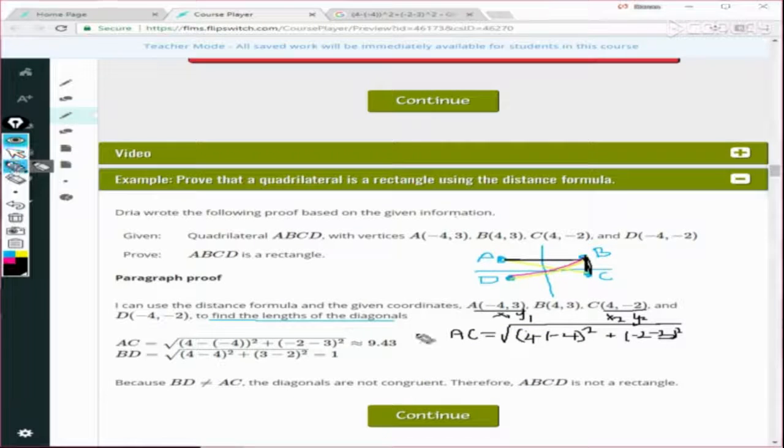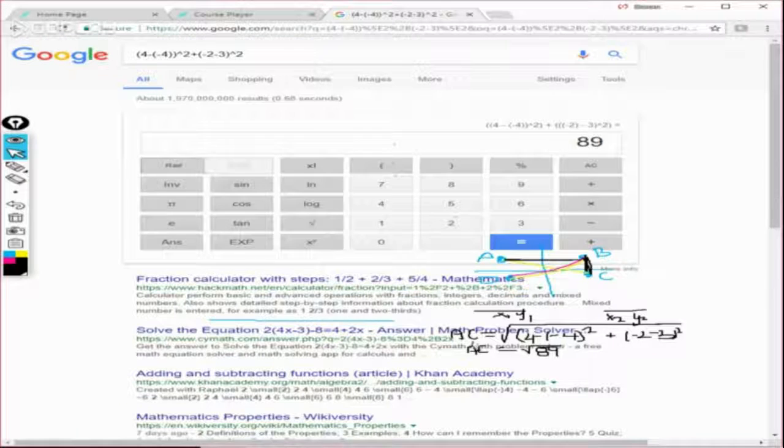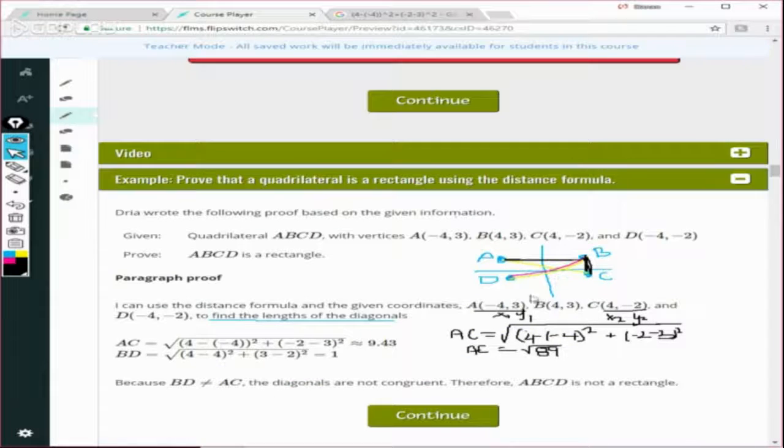So then I know that this is equal to the square root of 89. Then I'm going to come back over here, type in the square root of 89, and get 9.433, which is what she found. So yes, that one I'm agreeing with so far. Now let's find BD.